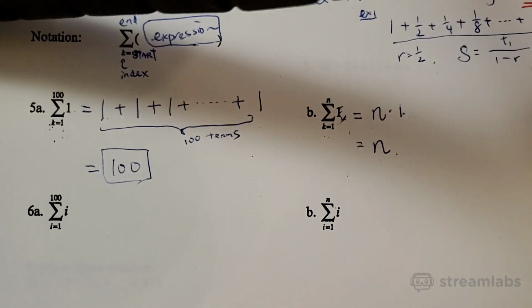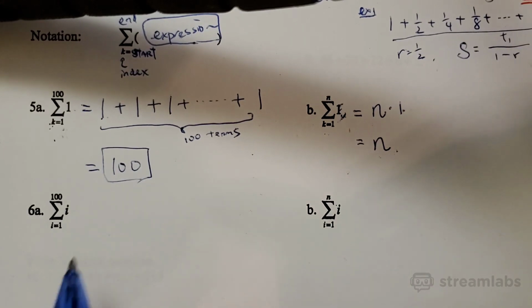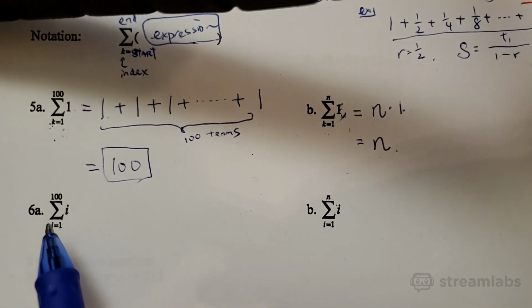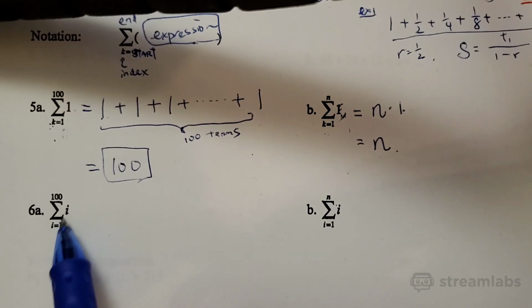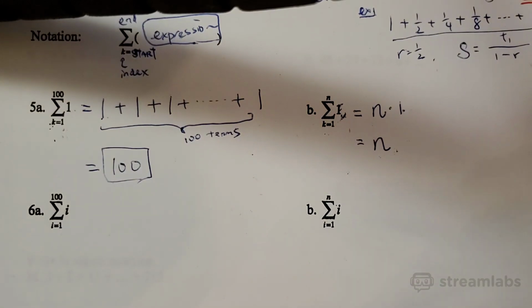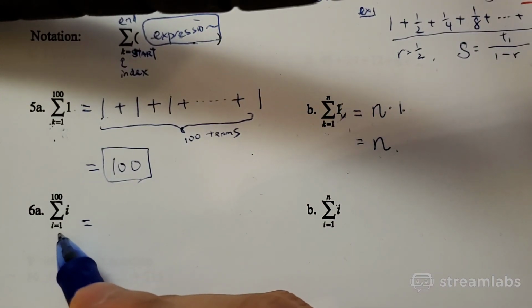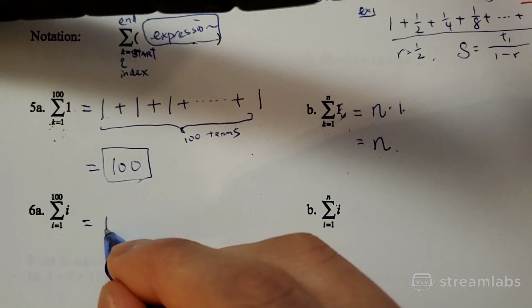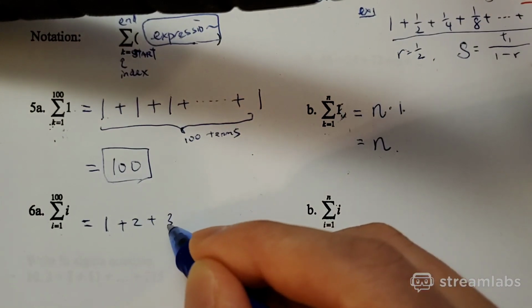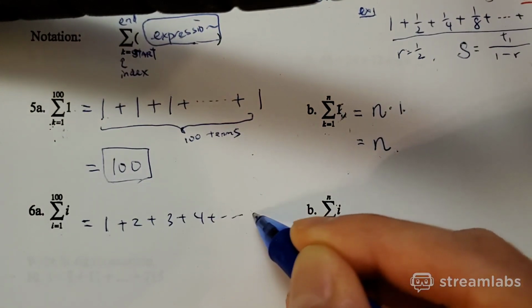Okay? Now, next thing. What if I have the sum from n equals 1 to 100 of i? I just switched notation and variables. The index variable is now i, that's fine. Still, i changes from 1 to 100. Isn't that 1 plus 2 plus 3 plus 4 all the way to 100?